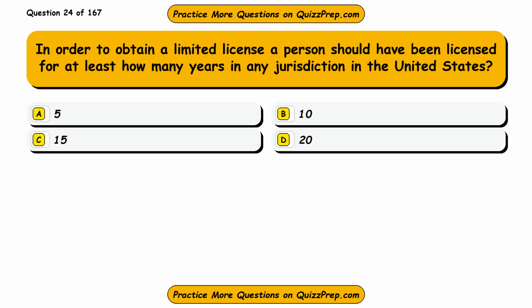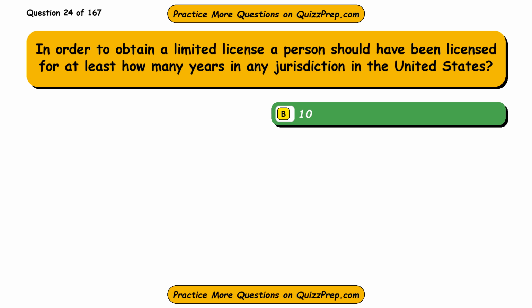In order to obtain a limited license, a person should have been licensed for at least how many years in any jurisdiction in the United States? Option A, 5. Option B, 10. Option C, 15. Option D, 20. The correct answer is option B, 10.